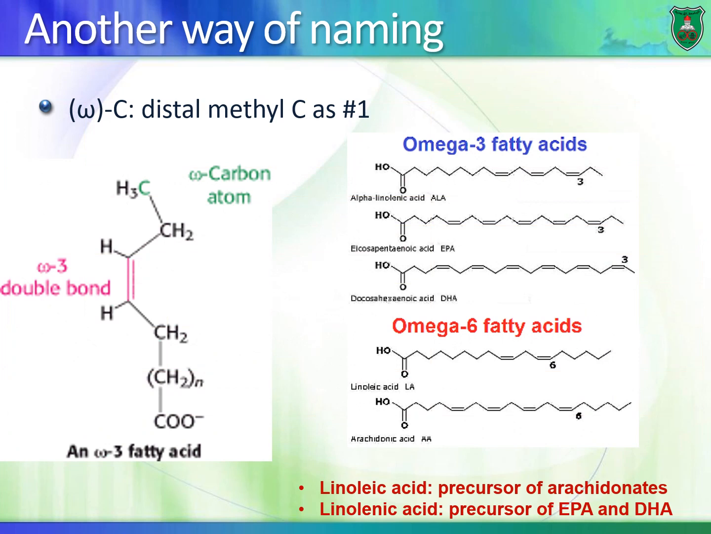So there's another way of naming fatty acids, an easier way, especially for those that contain double bonds, by saying this is an omega fatty acid, where omega means that this fatty acid has a double bond, and a number indicating where this double bond exists, except that we start counting from the other end, from the methyl group rather than from the carboxylic group. So here we have what we call an omega-3 fatty acid, because there is a double bond at carbon number 3 starting counting from the methyl group. So that's 1, 2, 3.